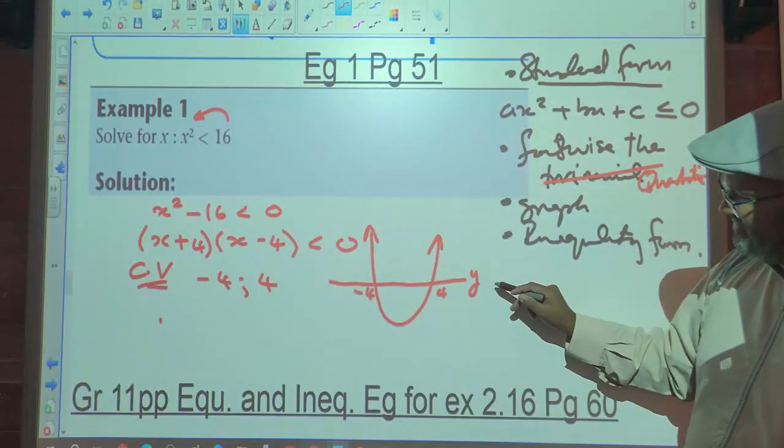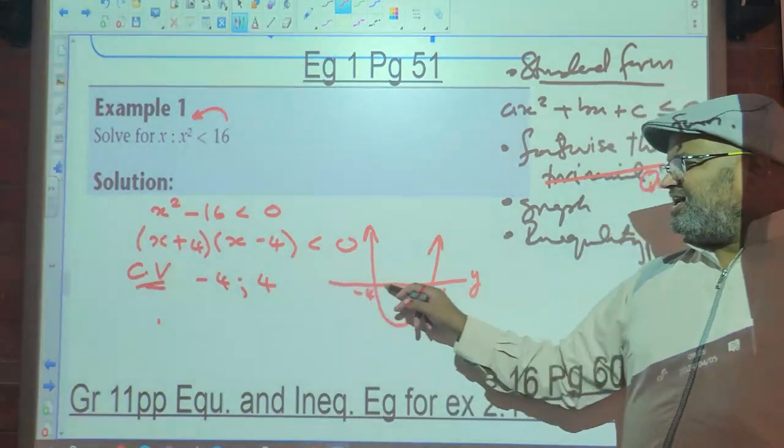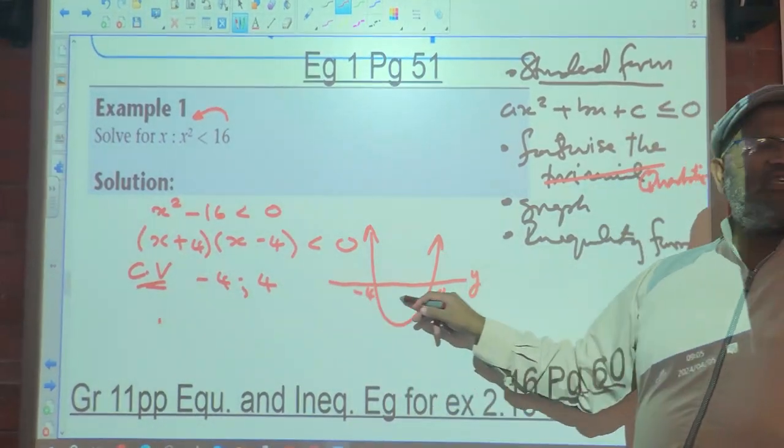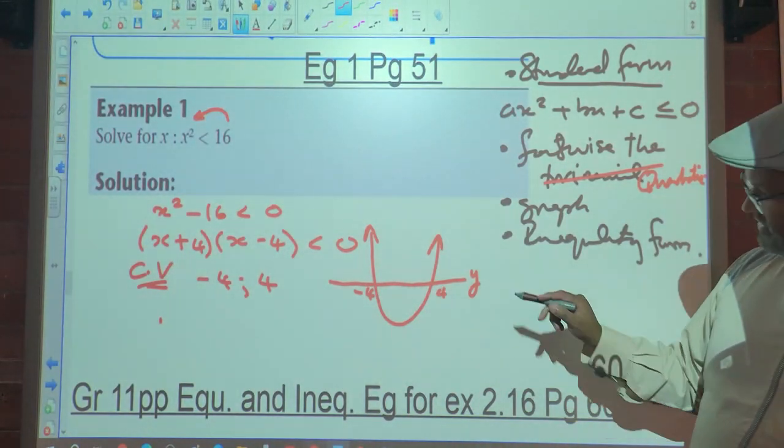People, this is the x-axis. What's the equation of the x-axis? Y is equal to, yes, 0.